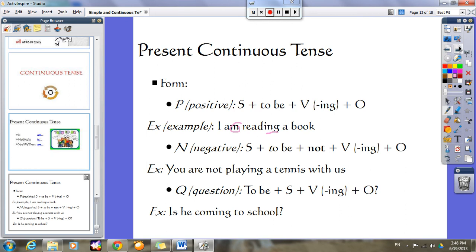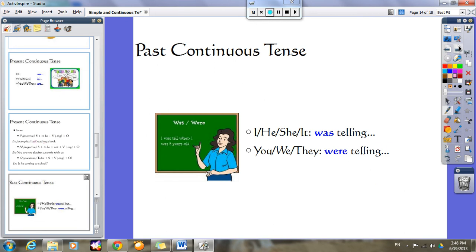For the next slide, it's about past continuous tense. We use the past continuous to indicate that a longer action in the past was interrupted. The interruption is usually a shorter action in the simple past. Remember, this action can be a real interruption or just an interruption in time.